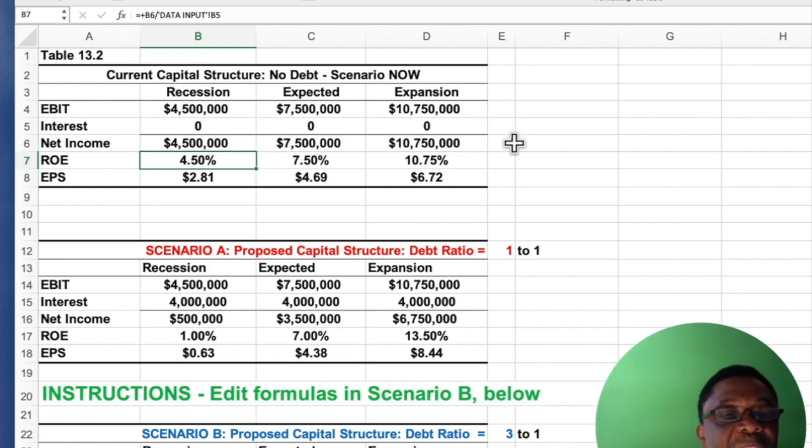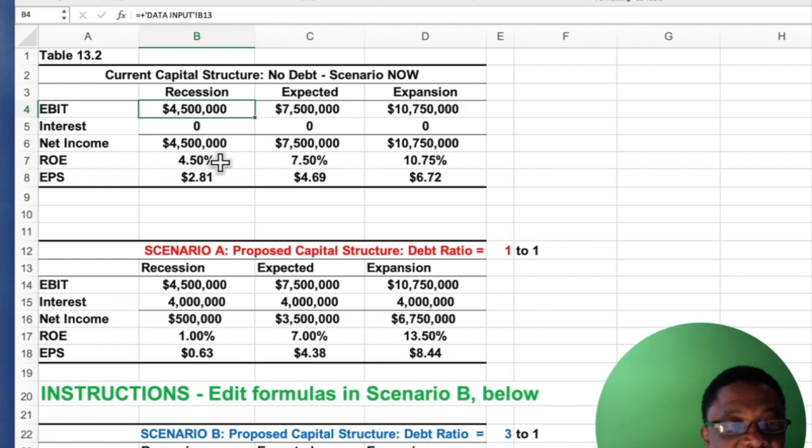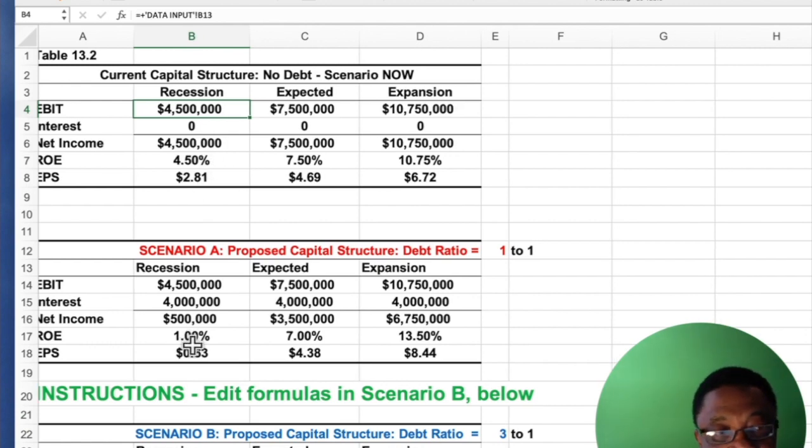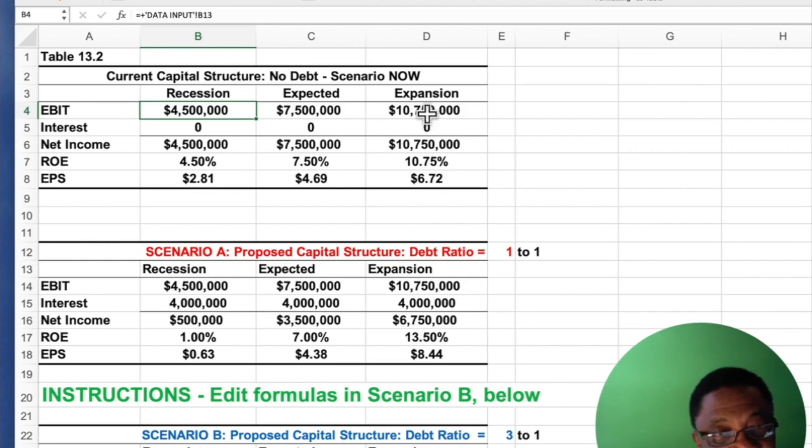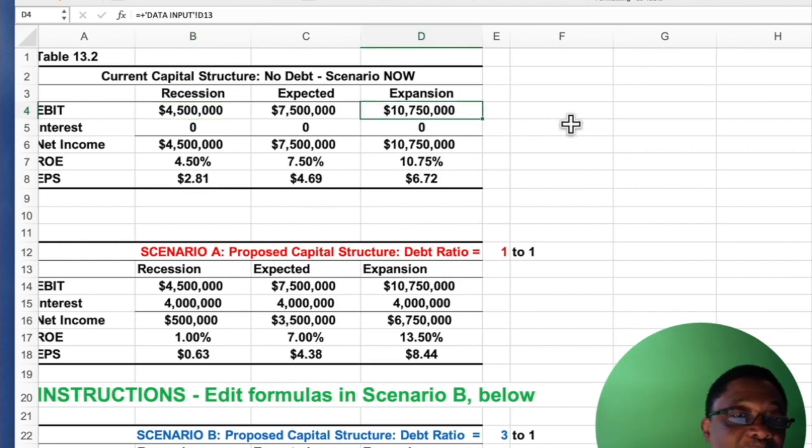So what we can conclude from this is that if EBIT is really low, if we have a bad economy, leverage really hurts you. And if EBIT is really high, we have a good economy, leverage really helps you.